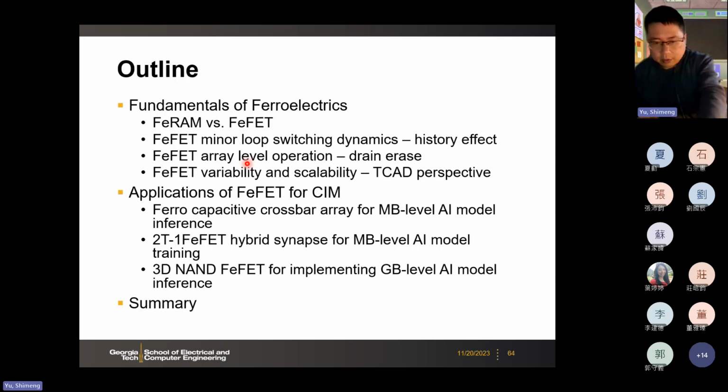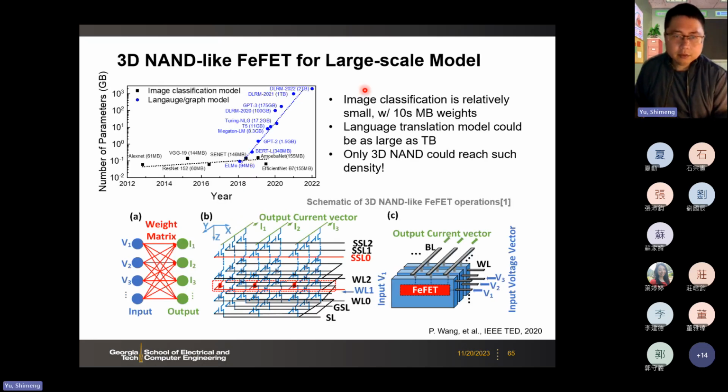Okay, so the last topic for today is 3D NAND. As I mentioned earlier, this is the only way to do large language models today. If we want to do the inference from there, because those models will be stored in SSD anyway, if we can pre-process some of the operations from the model, then that's good. So here we propose this 3D NAND-like FeFET computation.